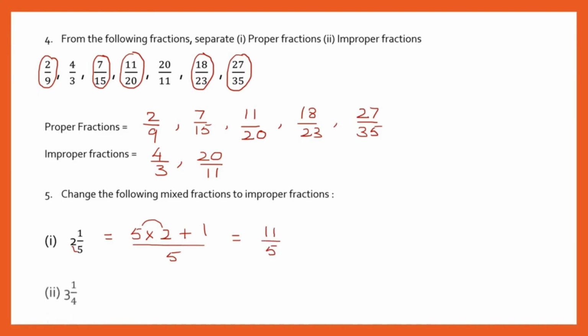Question 2. 3 1 by 4. Let's do it the same way. 4 into 3 plus 1, and the denominator is the same, 4. So 4 3s are 12 plus 1, 13 by 4.